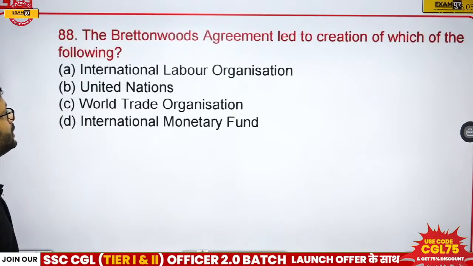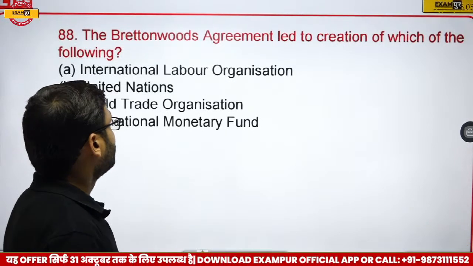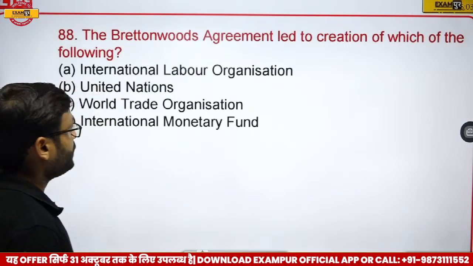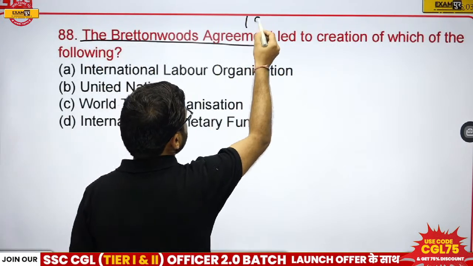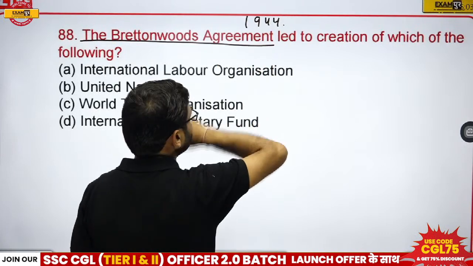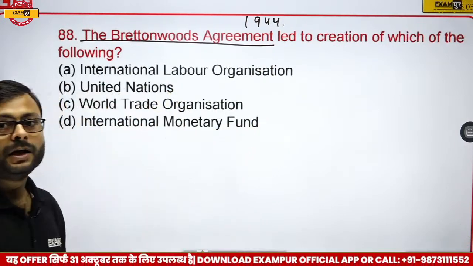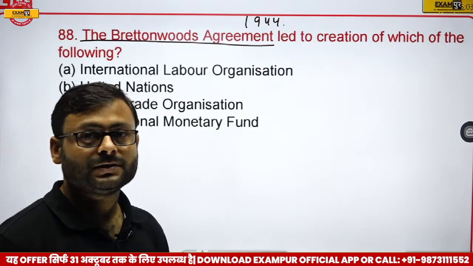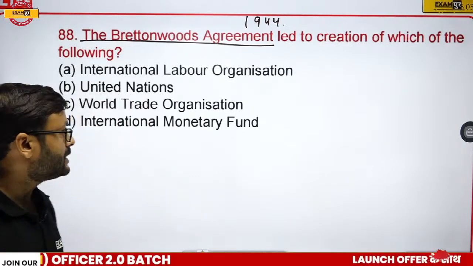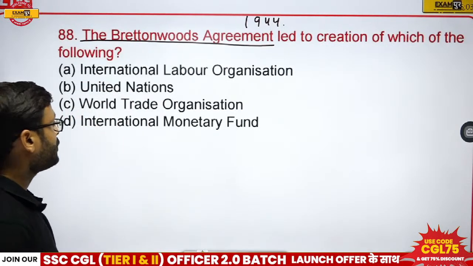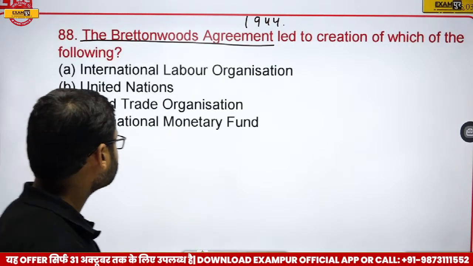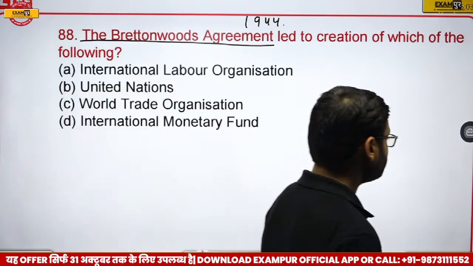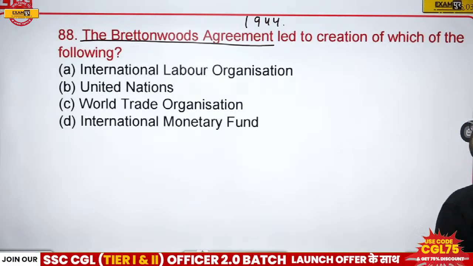Now come to question number 88. The Bretton Woods Agreement led to the creation of which of the following? Okay, a very important agreement that was signed in 1954. It was signed in 1954 and it is the most important agreement in the international organization's history. Okay, so what is the correct answer? International Labour Organization, United Nations, World Trade Organization, or the International Monetary Fund? So what is the correct answer for this question?